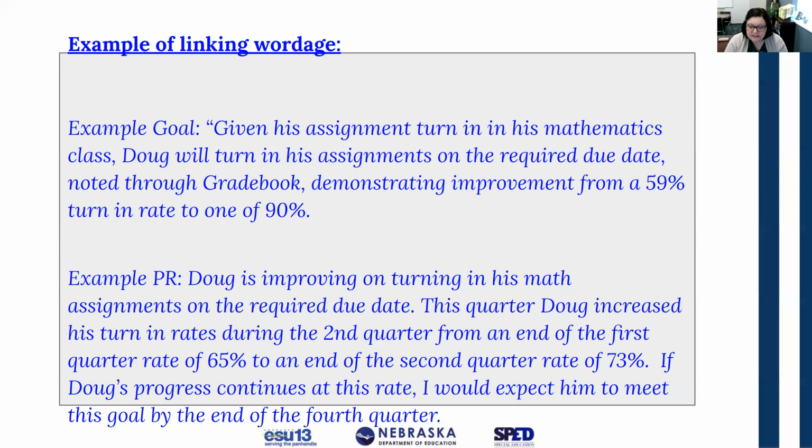In the IEP, we're going to have 4 quarters of progress reporting most of the time. So in this case, we offered that he had grown from the first to the second quarter, with 65% as the new baseline for the second quarter, and then moved up to 73%. Then we link it even further because we bring it back to the goal by saying if Doug's progress continues at this rate, I would expect him to meet this goal by the end of the fourth quarter, because we have analyzed it and identified that he is showing sufficient growth. So we're keeping on track with the goal. And it shows the linking wordage with the goal because we continually come back to everything that was in the original goal.